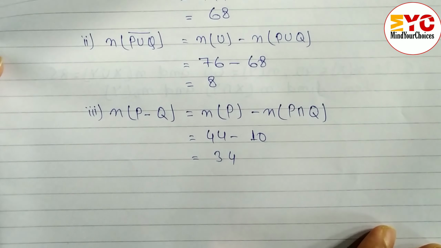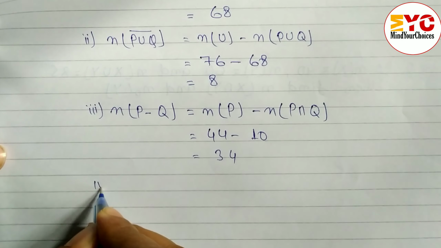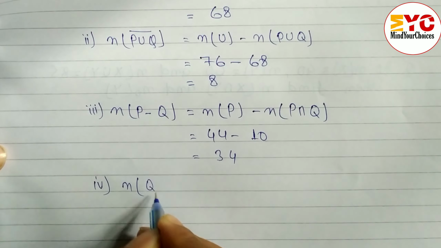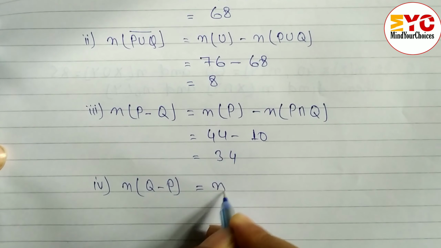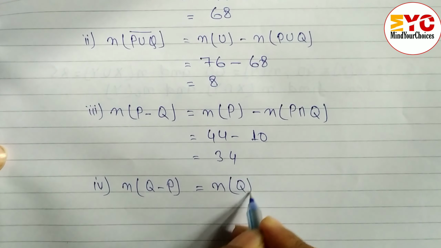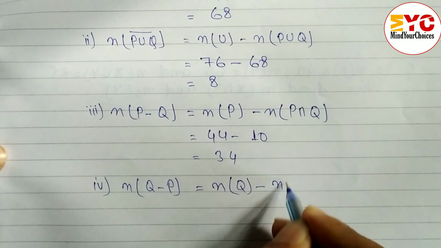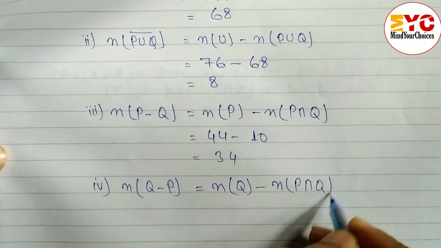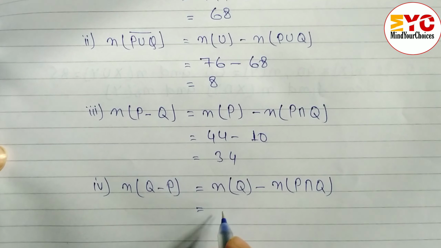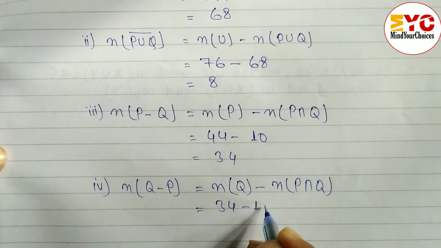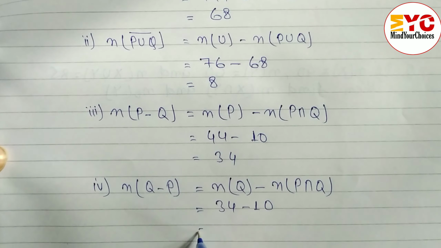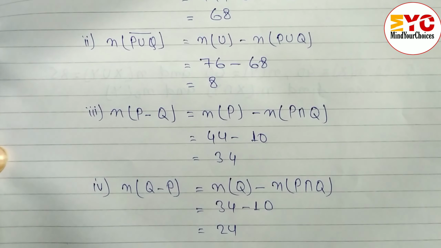Similarly, in the same process we have to find out n(Q minus P). What is the formula? Here it is Q, so we have to write down n(Q) and we have to subtract the intersection, n(P intersection Q). So n(Q) is equal to 34, so we have to write here 34 minus 10. Intersection means 10. When you subtract this we get here 24, which is the answer.